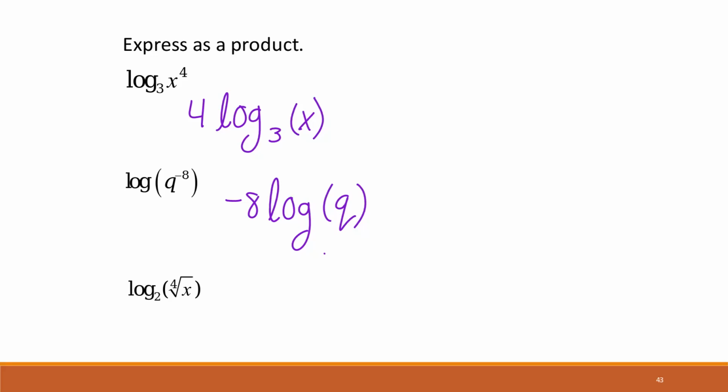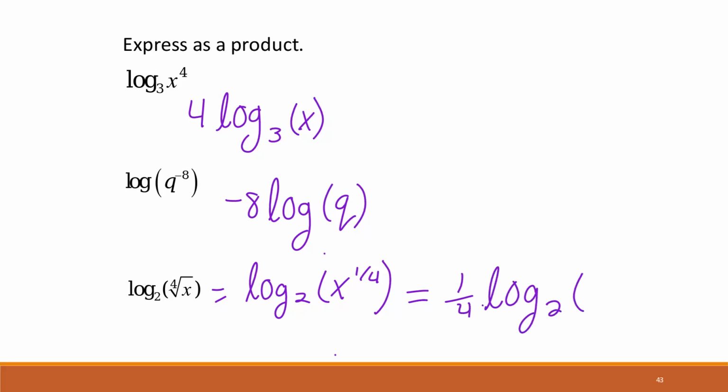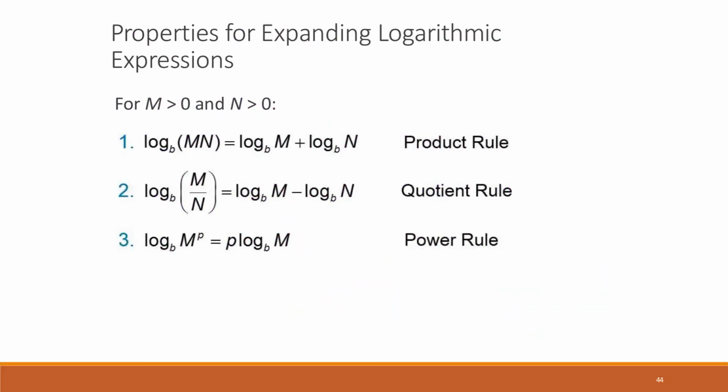And here, if we have the fourth root, we know that's the same as saying log base 2 of x to the 1/4, based off of our root exponent rules, which then we could write as 1/4 log base 2 of x. So we can still deal with it even when we're looking at a root. All right, so this just reiterates those properties that we just went over so that you have a summarized list of how they work.